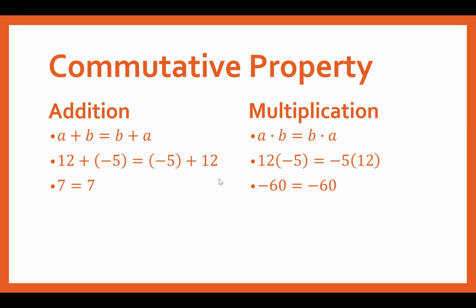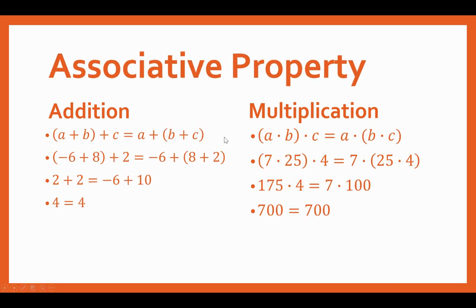Same is true for multiplication. A times b is b times a. 12 times negative 5 is equal to negative 5 times 12. They will both give you negative 60. So that is true for addition and multiplication. Commutative property, not so good for division and subtraction. Okay? So commutative property, addition, multiplication, we like it. The associative property, also pretty good for addition and multiplication. It's going to work. Associative property, this is the one where we bring in our parentheses.